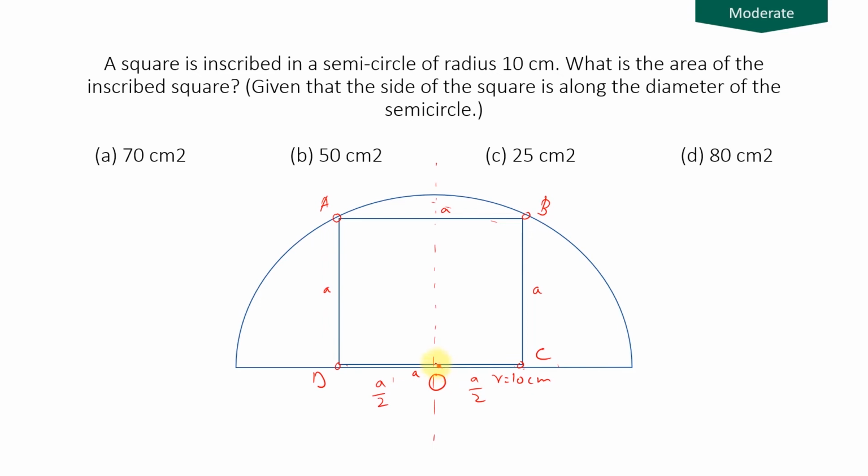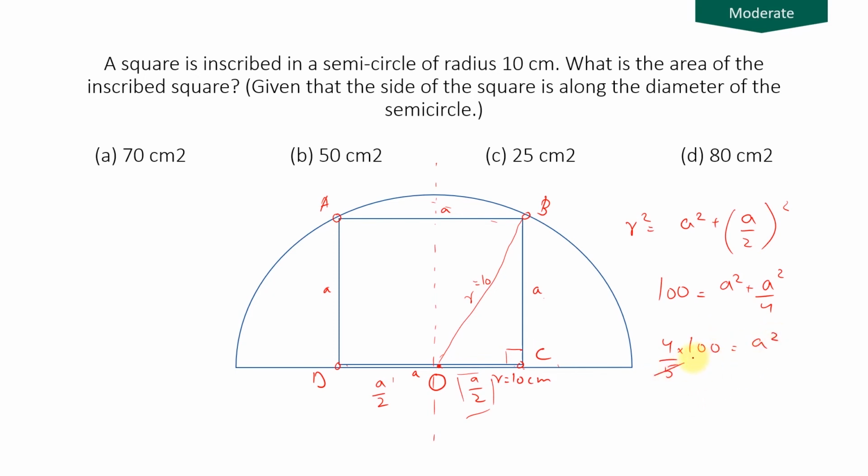So if you look at the triangle OBC, we know side BC is A, side OC is A by 2, and side OB is the radius of the semicircle, which is given as 10 centimeter. And since this is a square, we know that the angle is 90 degrees here. So we can apply Pythagoras theorem and write r square is equal to a square plus (a by 2) square, a square by 4. So 4 by 5 into 100 is equal to a square. So a square is 80.